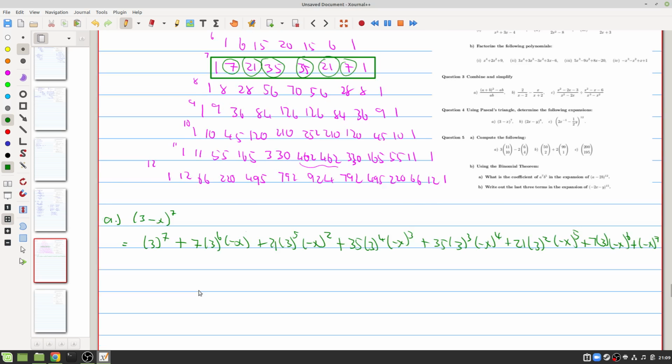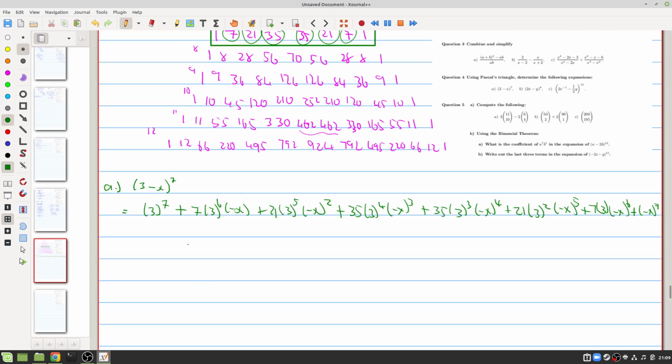Alright, so that is for question A, the first step, and I'm going to leave that there. Question B, so let's do that in, what color? Let's do that in blue. So for B, we've got (2x minus y) to the power 8. Okay, so now we're going to use the 8th row. We're going to use the 8th row, this row here.